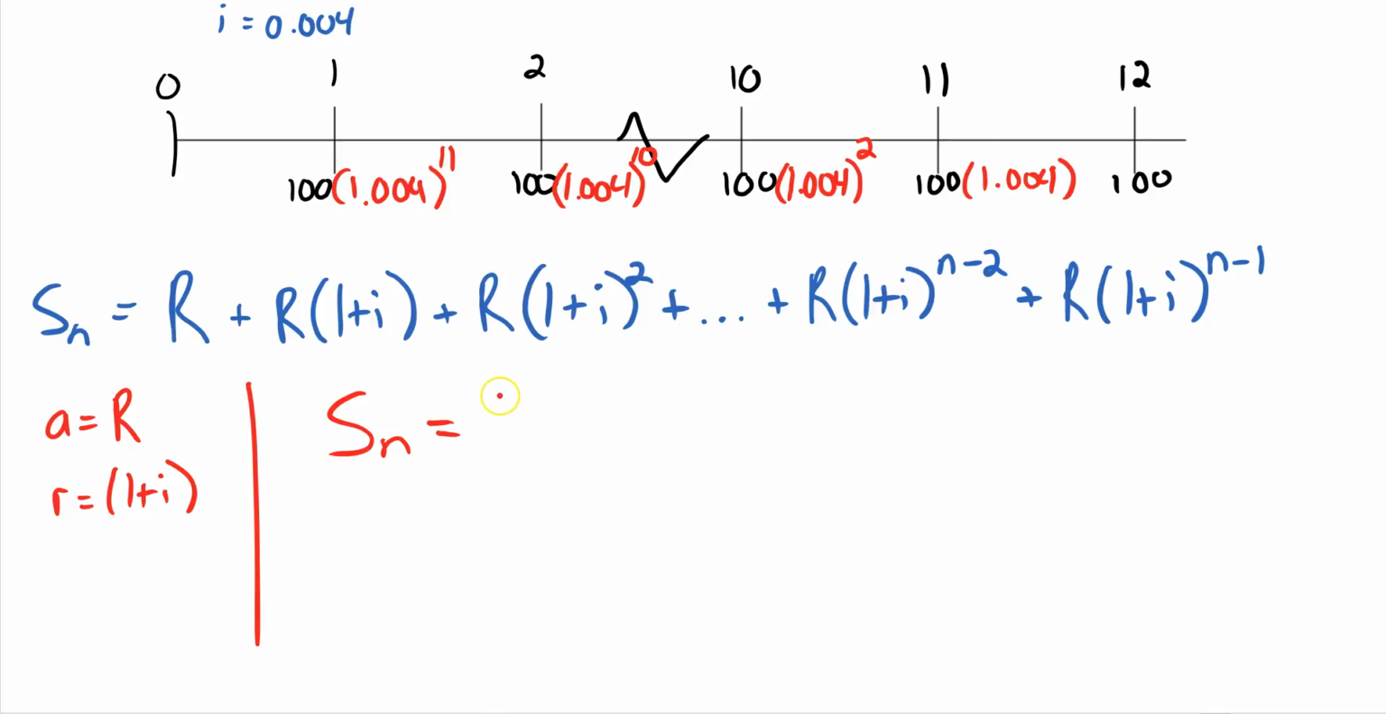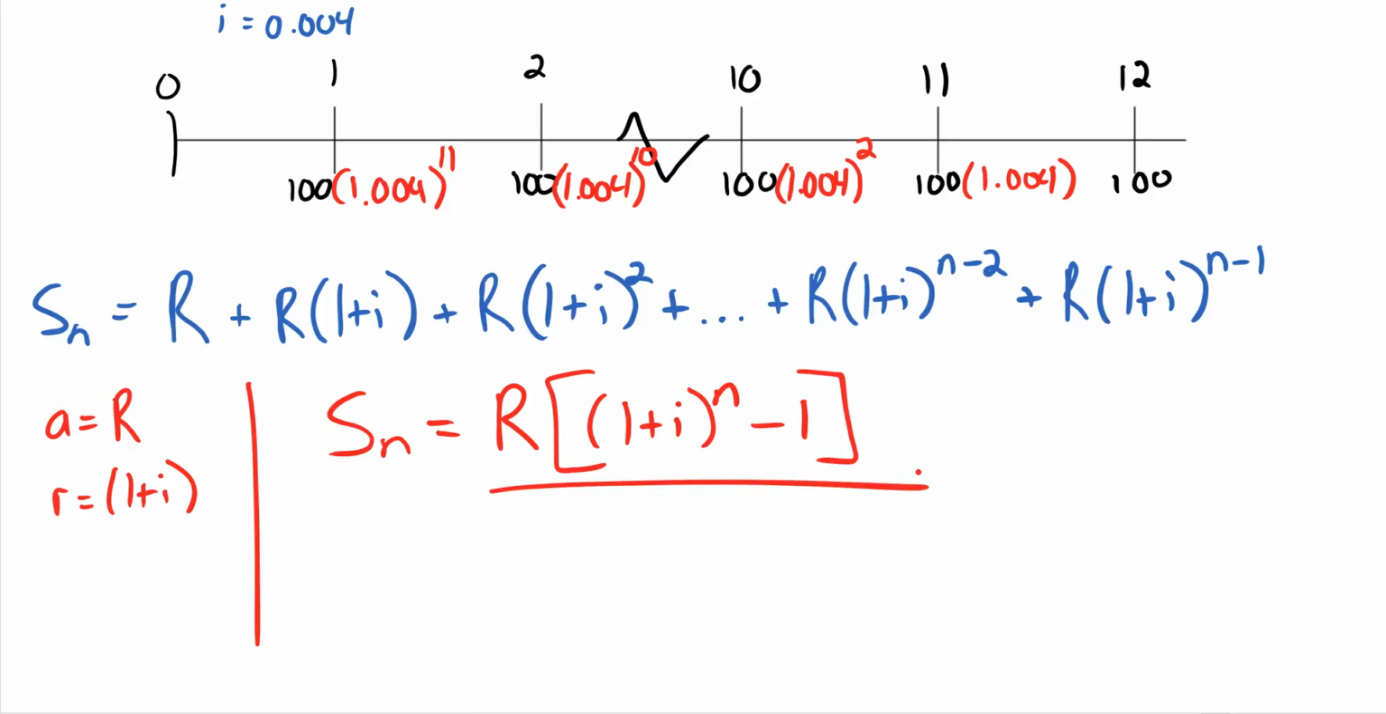So the A value is simply R. Now for a geometric series, it's the common ratio to the power of n. So it'll be 1 plus I to the power of n, and then subtract 1. And the whole thing is divided by the common ratio, which is 1 plus I, subtract 1. Now, just looking at this, I can simplify the denominator a little bit. 1 plus I subtract 1 is just simply I.